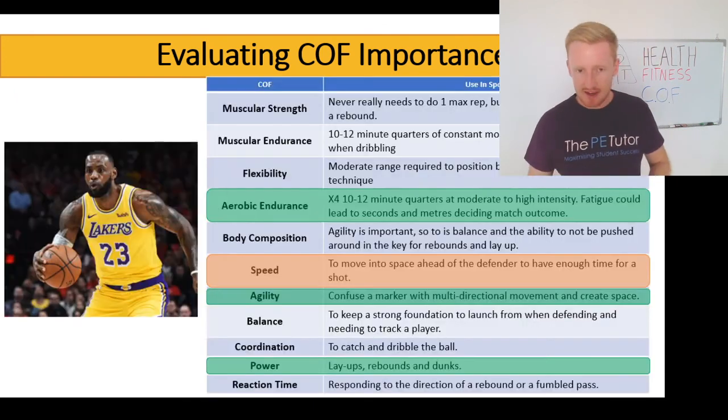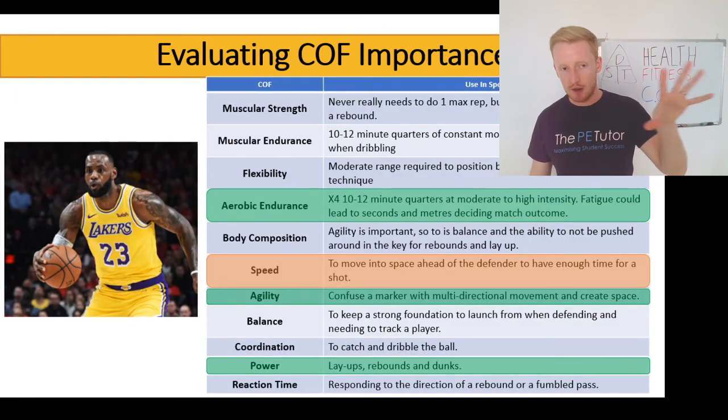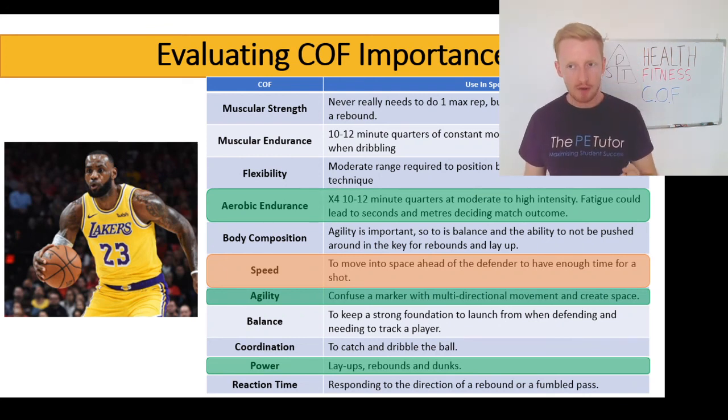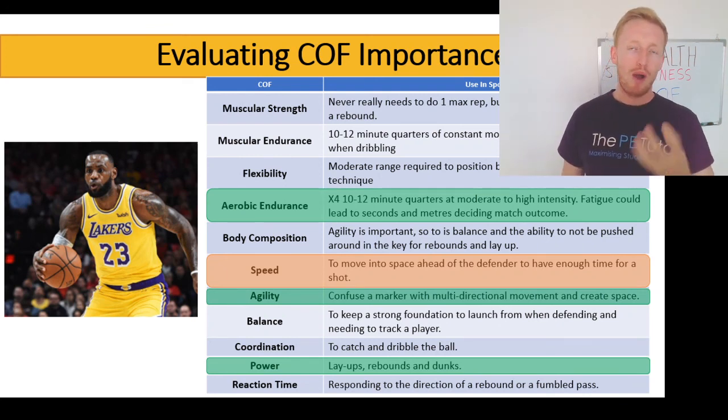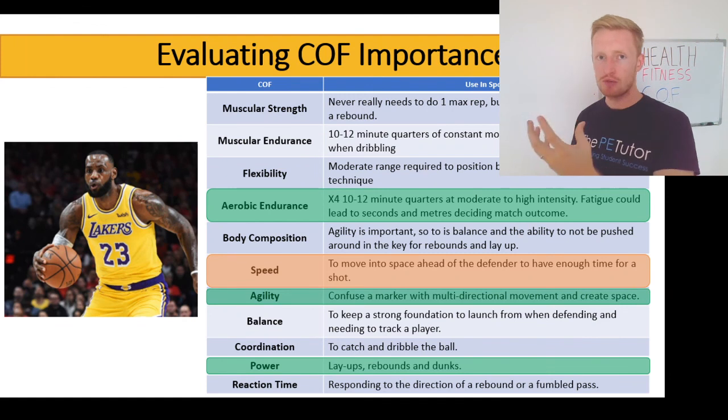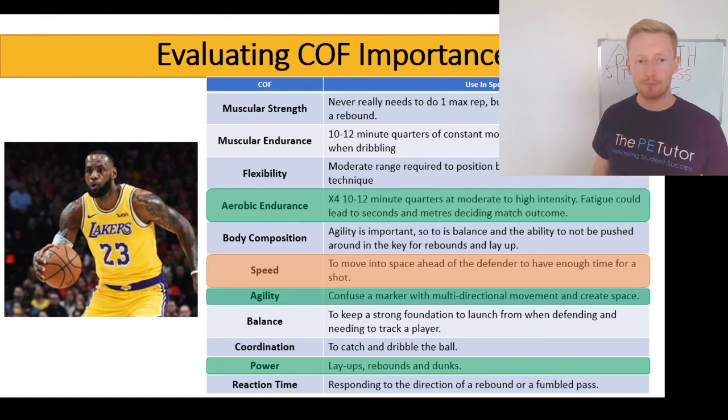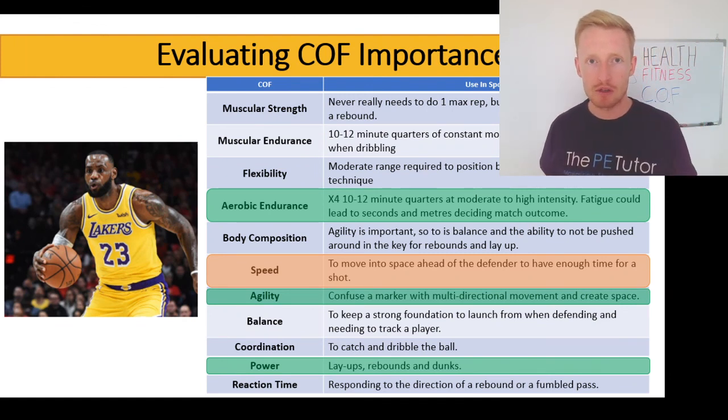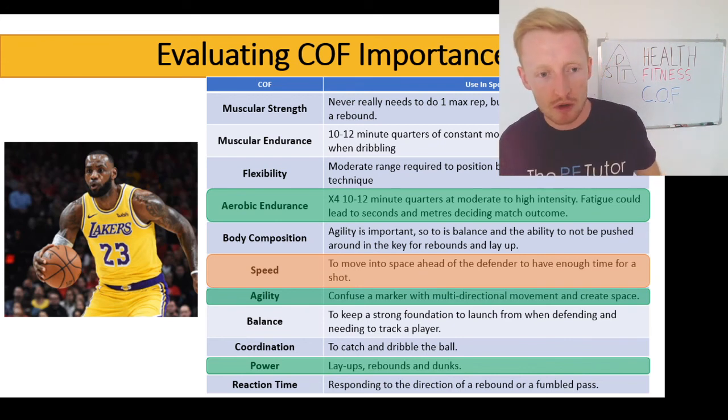So that's how you can break down an evaluation. Look at all of the components first and think about, well, how is this used? How does it look in the sport? And then prioritise. What's the best case scenario? What's the worst case scenario?